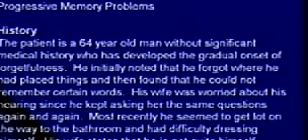Case 11. Chief complaint: progressive memory problems. The patient is a 64-year-old man without significant medical history who has developed the gradual onset of forgetfulness. He initially noted that he forgot where he had placed things and then found that he could not remember certain words. His wife was worried about his hearing since he kept asking her the same questions again and again. Most recently, he seemed to get lost on the way to the bathroom and had difficulty dressing himself. His wife states that he is not quite himself.